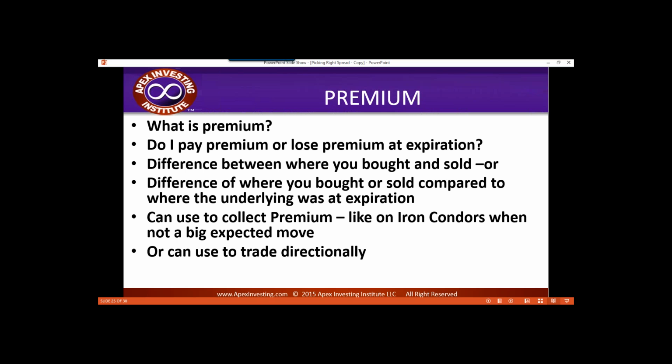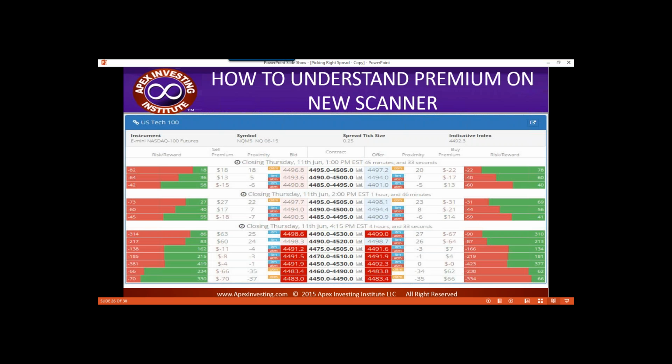Now there are some different spread strategies we use, called iron condors, to collect premium. We're really not talking about iron condors tonight, just that there are ways to collect premium even if the market doesn't move. But basically, it's the difference between where you bought or sold compared to where the underlying was at expiration. What do I mean by that?